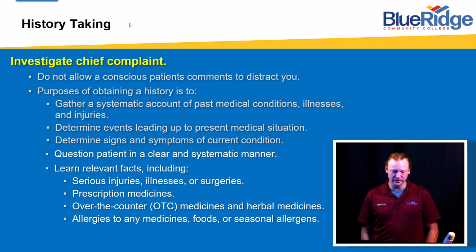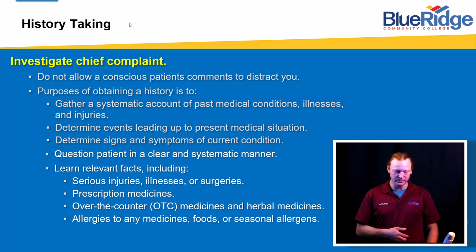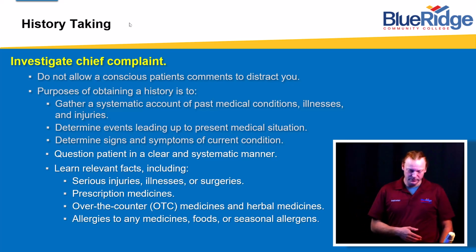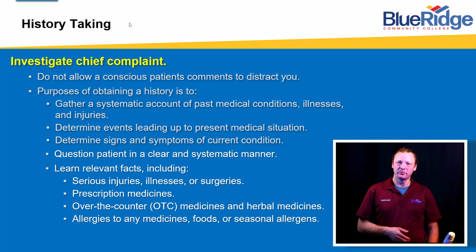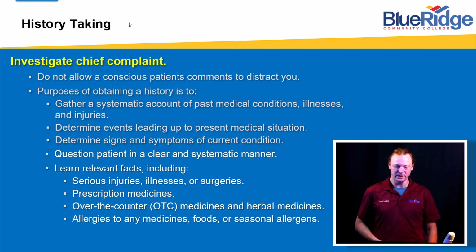The purpose of obtaining a history is to gather a systematic account of the past medical conditions, illnesses, or injuries. We want to figure out what happened leading up to the point where we are now, and determine the signs and symptoms of the current situation. A lot of times with history taking, patients will readily give information about something that happened to them 20 or 30 years ago. That's not really relevant to why we are here now. It is relevant information, but it's not something we need to take in our immediate history taking part of our assessment.